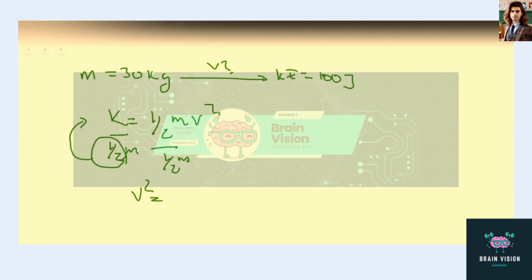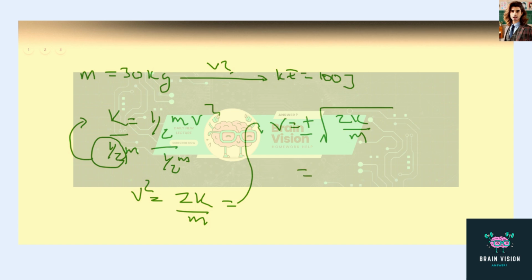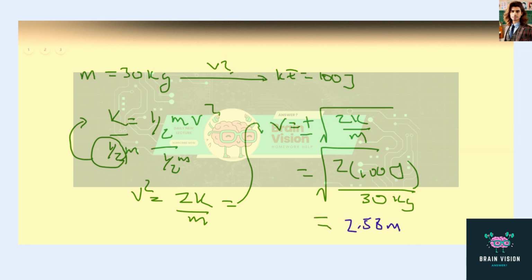Algebra: when you divide by 1/2, it's the same as multiplying by 2. So v squared equals 2K over m, and v is plus or minus the radical of 2K over m. We don't think about the negative velocity, so we'll just plug in the numbers. We have 200 joules, that's the kinetic energy, divided by 30 kilograms. And that's going to give us the velocity of the child. So assume someone is moving at 2.58 meters per second.